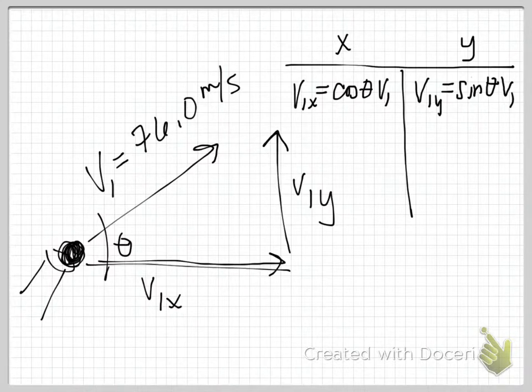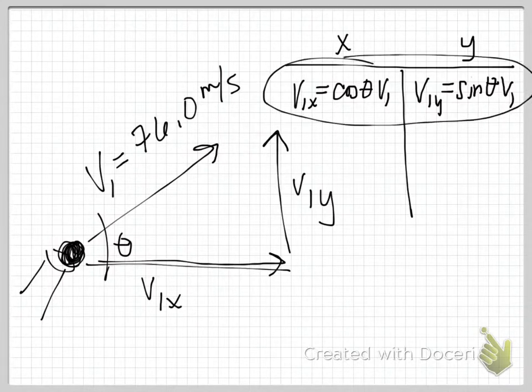Everything that we have done with horizontally launched projectiles, we're going to do here and a little bit more. But the critical difference is that now, every single time, you're going to have two initial velocity expressions, and they're going to be separated.